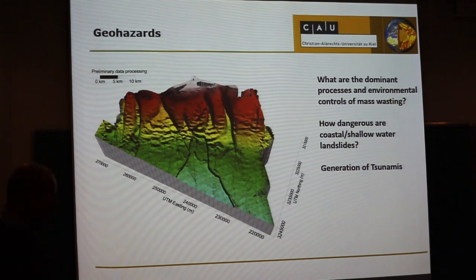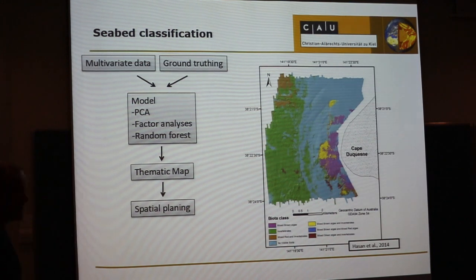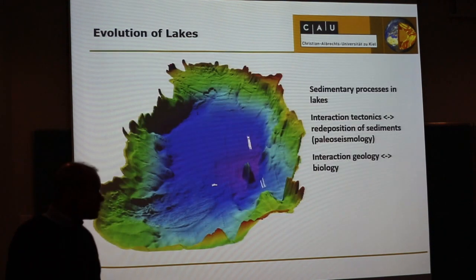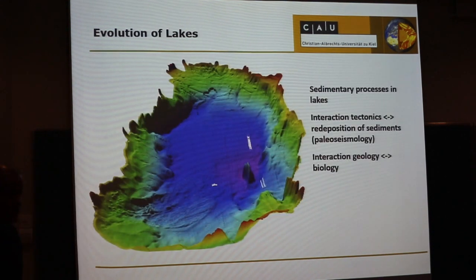We also work in very shallow water. Shallow water, that's mainly related to habitat mapping, where we combine acoustic methods and optic methods, and we do seabed classification, not only using conventional methods, we also try to improve existing methods or develop new methods, and that's mainly for getting thematic maps and for spatial planning.